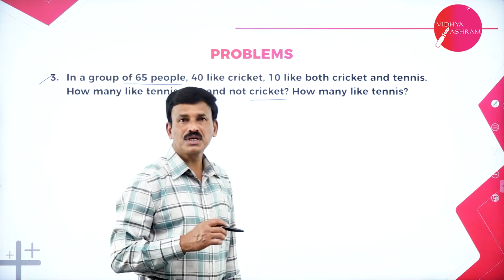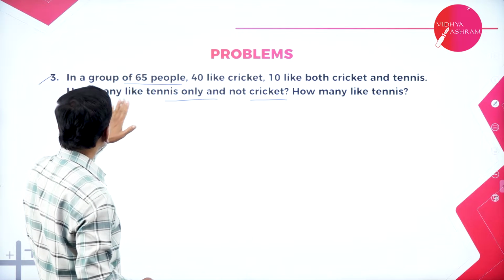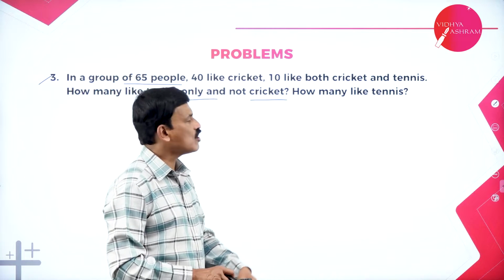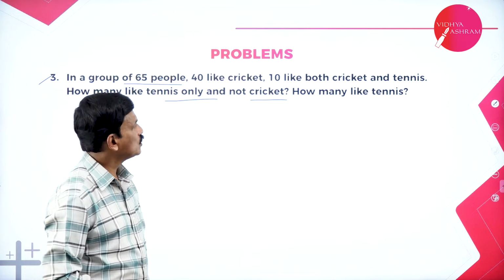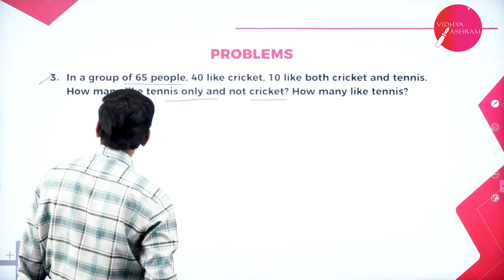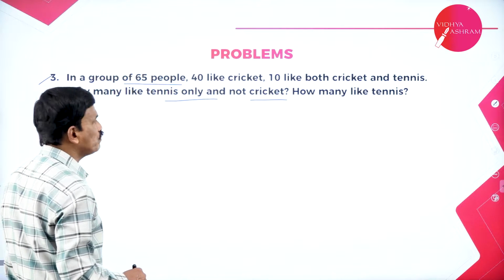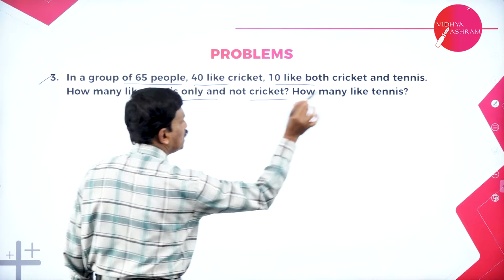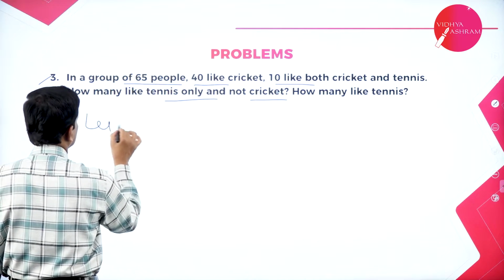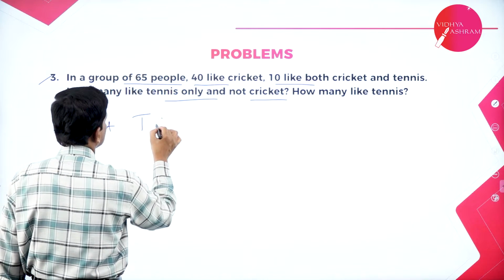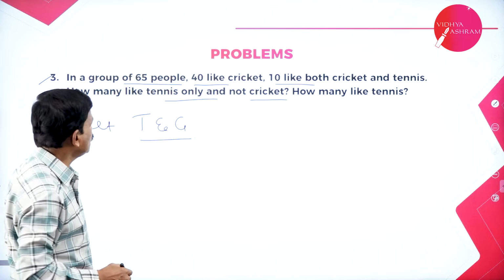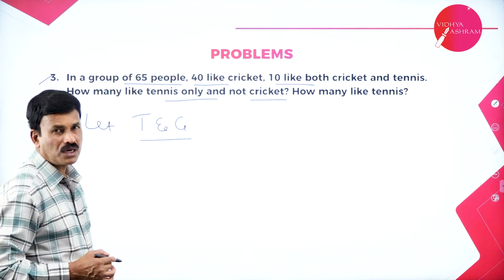So here two conditions are given. How many like tennis only and not cricket, that is the first part, and the second part is how many like tennis only. Now here, in a group of 65 people, 40 like cricket and 10 like both cricket and tennis. Now let us represent, let T and C.